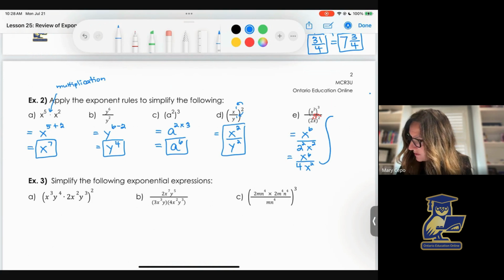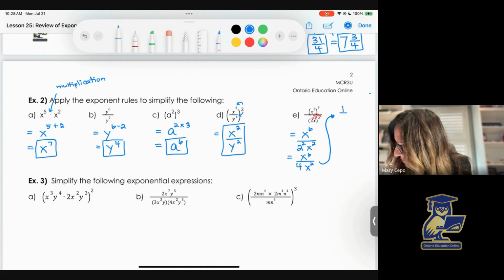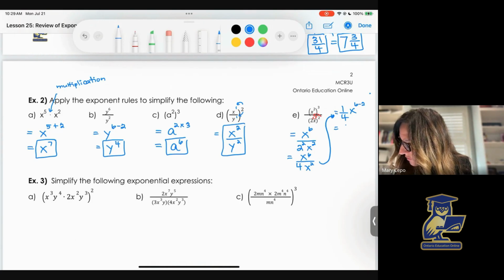Keeping in mind we are now dividing powers of the same base, so we can use that quotient rule. So it becomes 1 over 4 x to the power of 6 minus 2. Well, 6 minus 2 we know is 4. So 1 over 4 x to the power of 4. Excellent.